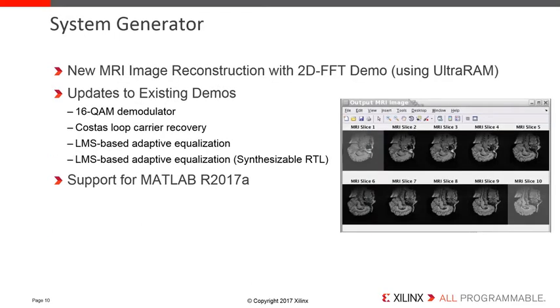There are a number of new updates to existing demos in System Generator. A new demo is an MRI image reconstruction with 2D FFT using URAM. Updated demos include 16 QAM demodulator, Costas loop carrier, and LMS adaptive equalization. System Generator now also offers support for MATLAB version R2017a.